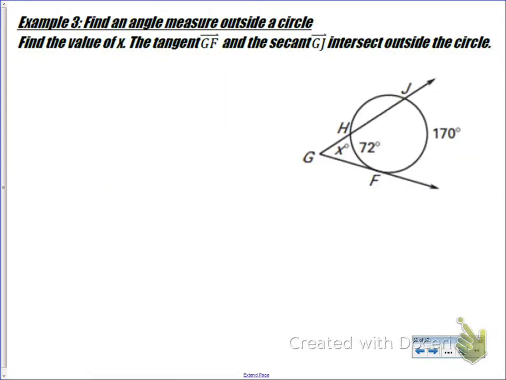So in example 3, we look at my diagram. I have a secant and a tangent, and the angle G is located outside of the circle. So we're going to need to subtract my two arcs. So x is going to equal 1/2 times the big arc, which is going to be JF, which is 170 degrees, minus my small arc, which is going to be HF, or 72 degrees. The arc HJ up here is not inside the angle, so we're not going to use that at all. So we don't need to worry about what that is.